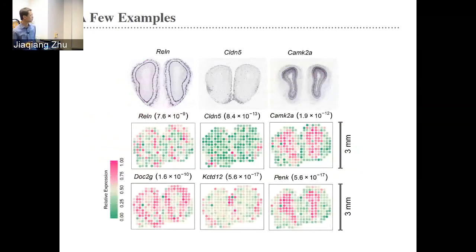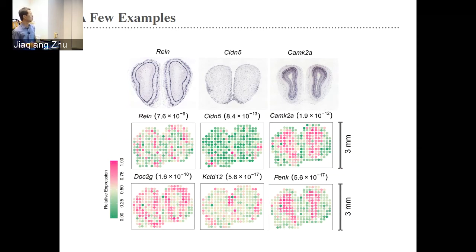Okay, here are some examples with the in situ hybridization results from the Allen Brain Atlas. The top three genes are only identified by Spark, and the bottom three genes are marker genes highlighted in the original study and also highlighted in the spatial DE paper. So we can see that the genes only identified by Spark also show a clear spatial pattern, while those genes are missed by spatial DE.